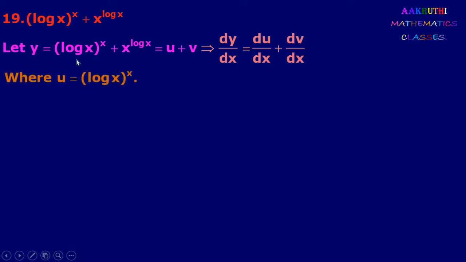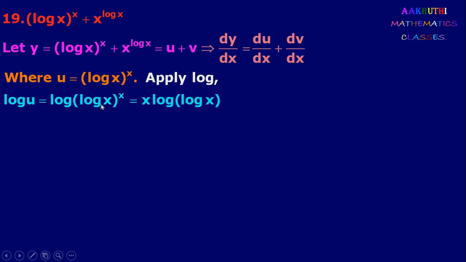So now here u equal to log x to the power x. So first number is u, it is log x to the power x. Now we can apply log on both sides. We get log u equal to log of log x to the power x, and we simplify this. We can write it as log u equal to x into log of log x. Take power to coefficient. Log u equal to x into log of log x. Now differentiate with respect to x.